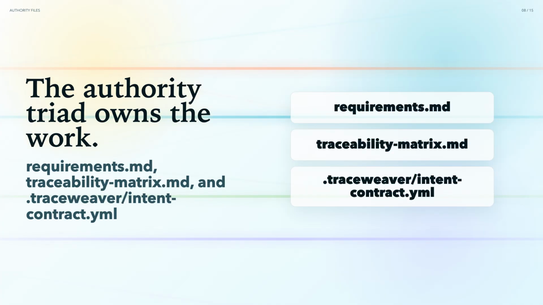The authority triad is the project baseline. Requirements.md says what is allowed. Traceability matrix.md links needs, requirements, verification, validation, and evidence. The intent contract records the current baseline and the boundaries that must not be silently changed.